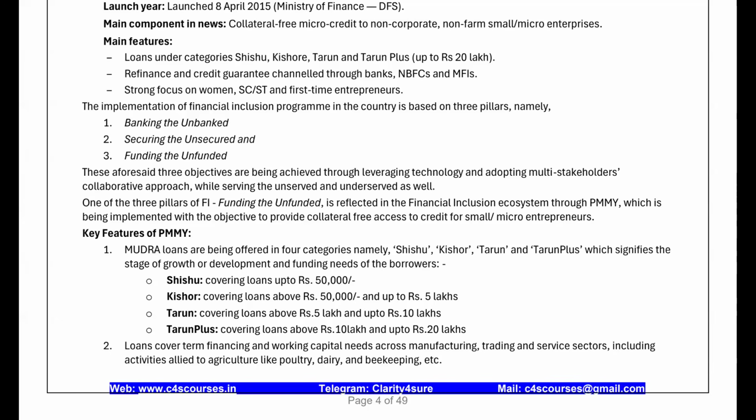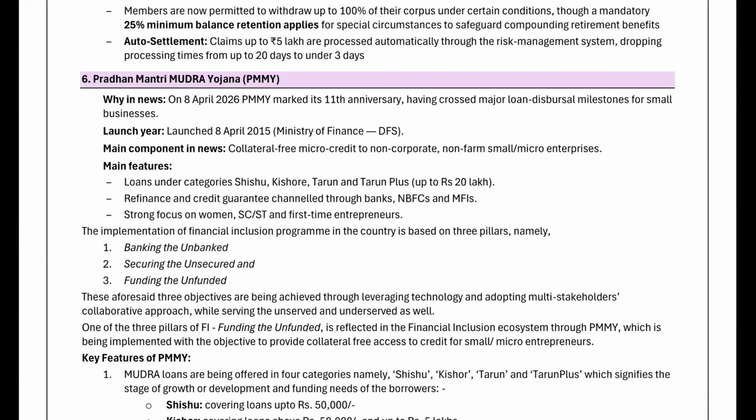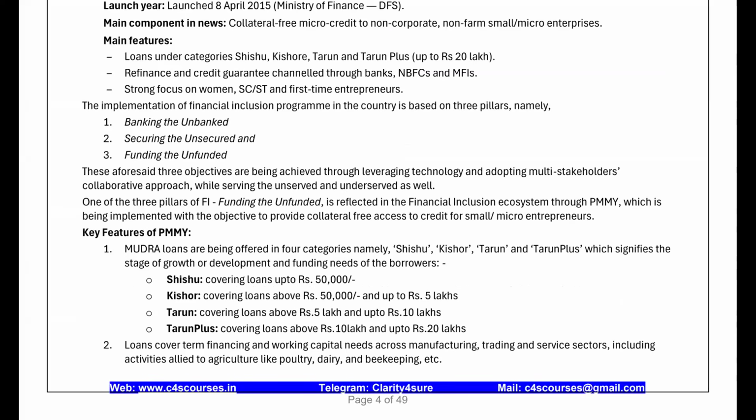So exam keyword is what? Exam keyword is what? That is funding the unfunded. This government is funding the unfunded people. Is it clear? The memory trick you should understand. It is a nursery to graduation of business, right? Nursery to graduation of business, by which you can understand, okay, this is all we have to study in Pradhan Mantri Mudra Yojana, that is PMMY. Is it clear? I hope it is clear. So the sixth scheme is clear to everyone.